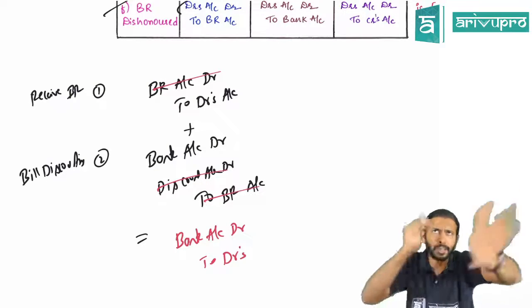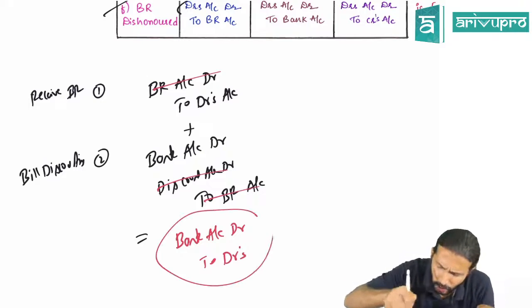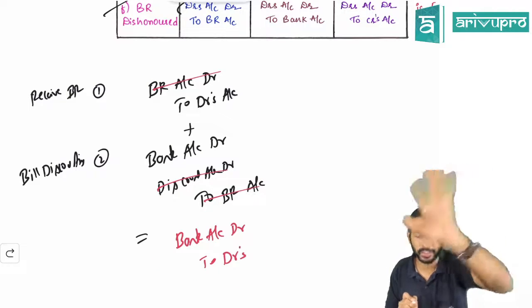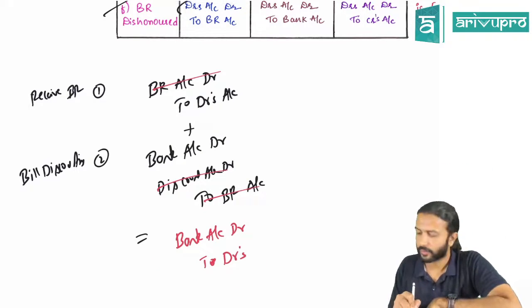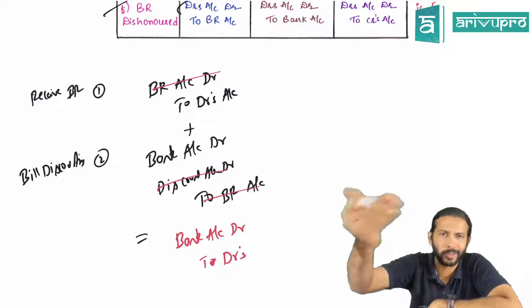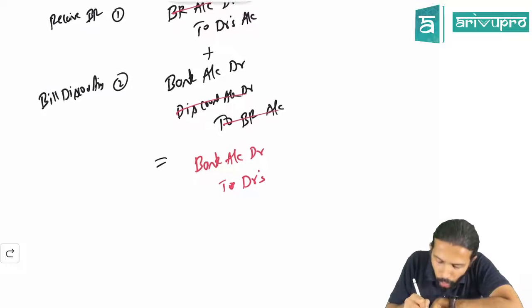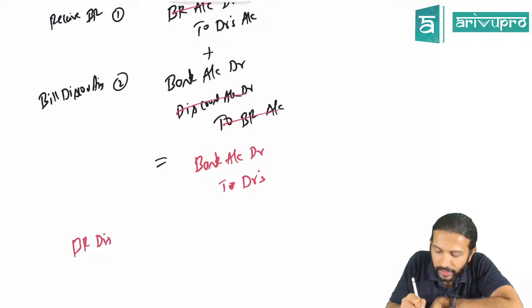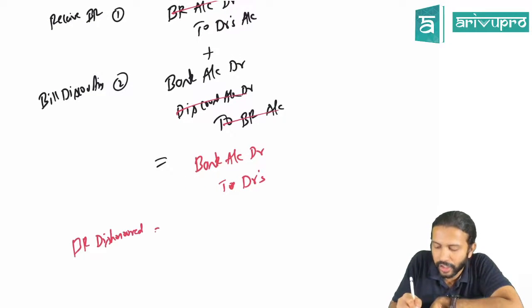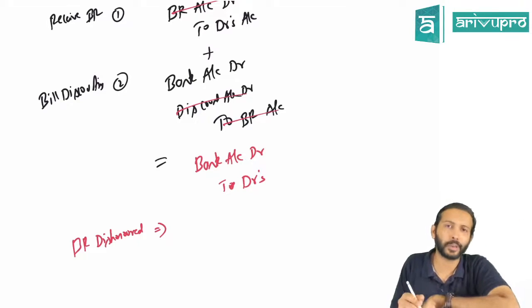When you received the bill and when you got it discounted, effectively you are passing this entry, bank account debit to debtors. Okay, everyone, I've discussed this scenario. Again, I'm just explaining it to you in a little more detail. Now, if the bill is dishonored, meaning B Limited did not pay the money, what entry will you pass?